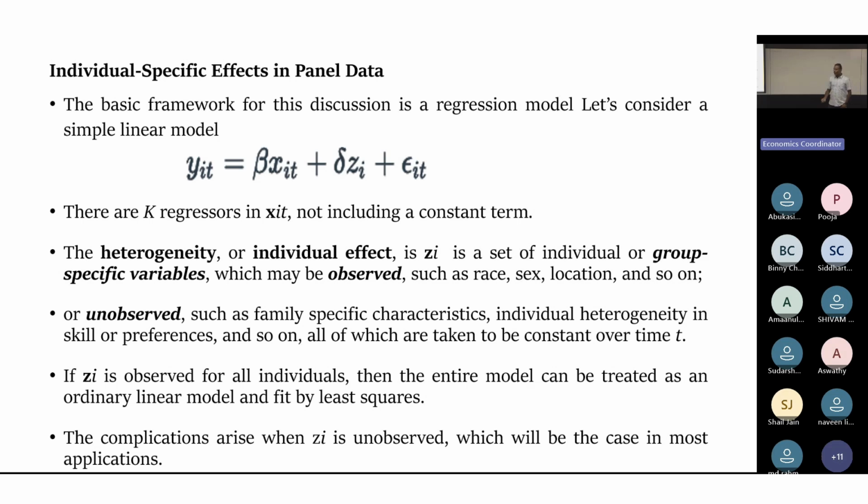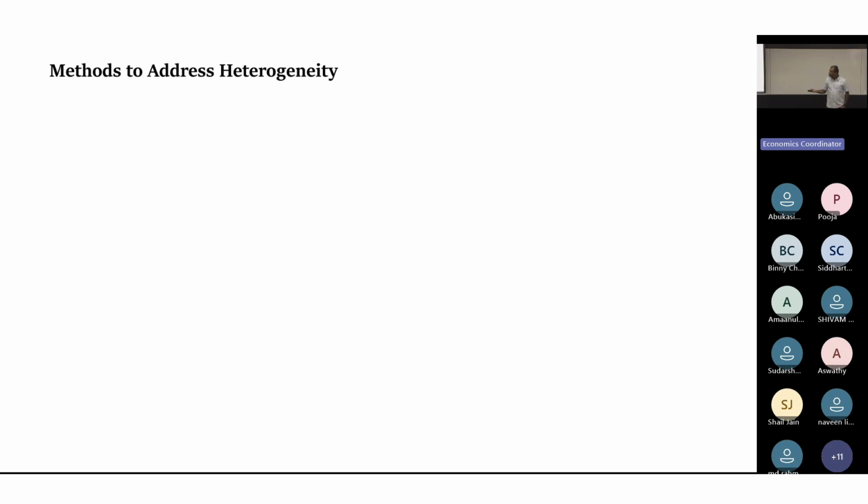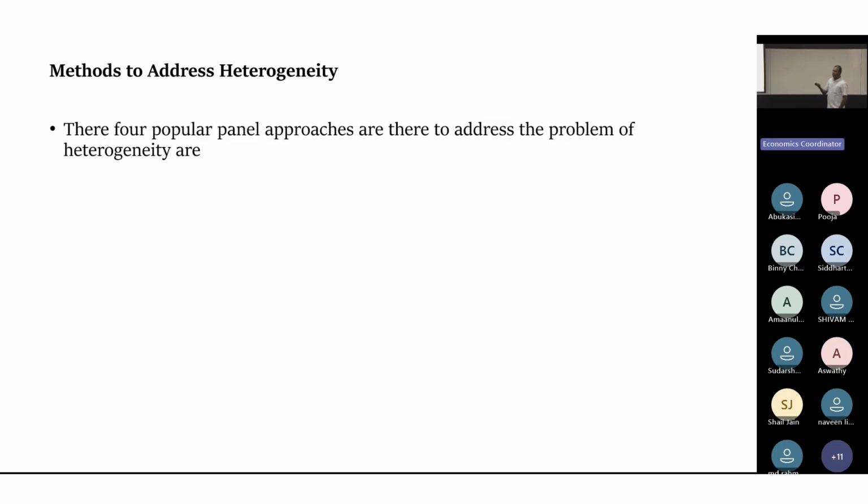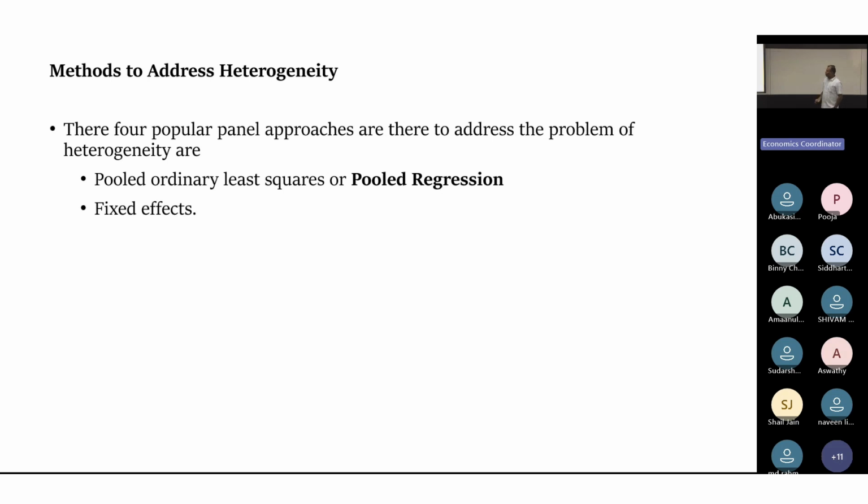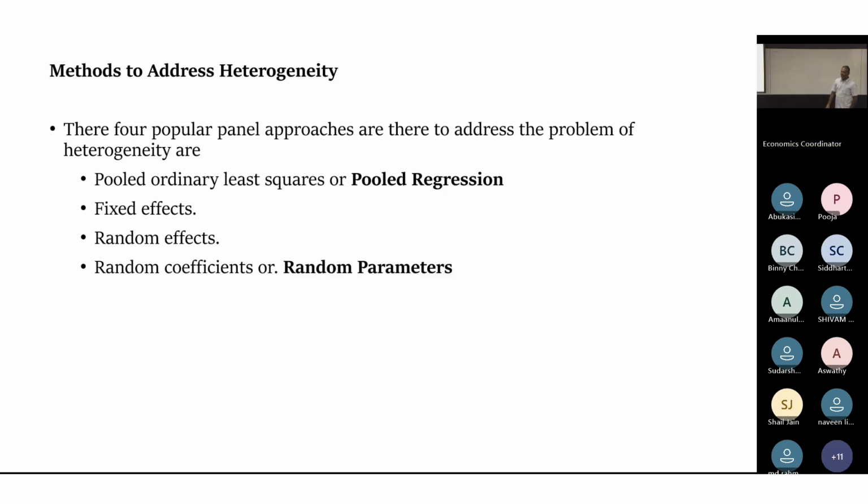So what is the solution? These are the solutions. Generally, there are 4 popular models, but I'm not going to discuss all of them. Maybe I can give a quick revision because you have to move on. My aim is not only this, I have to cover your serial correlation as well as the other part also.